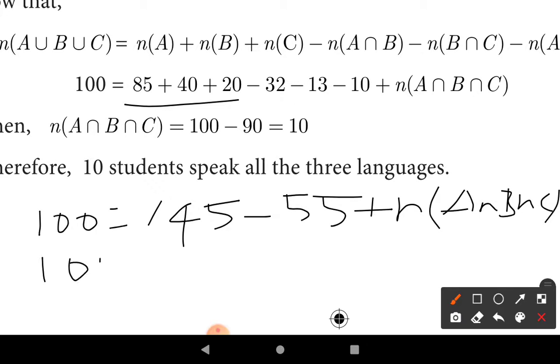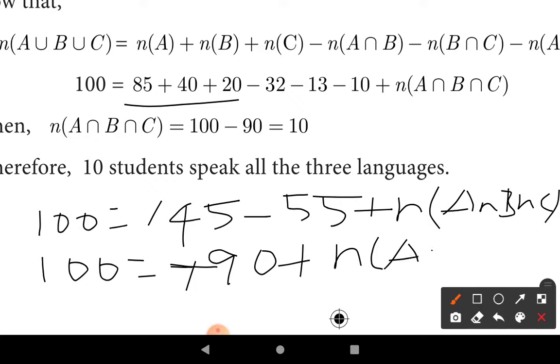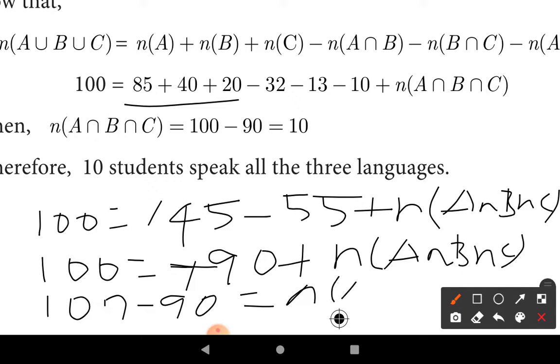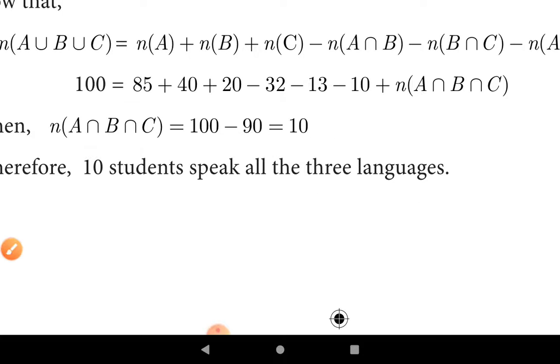Now 100 is equal to, what will we get? 145 minus 72, plus number of A intersection B intersection C. Now take this: 100 minus the difference is equal to number of A intersection B intersection C, right? So what will we get? Obviously 10. So number of A intersection B intersection C is equal to 10. So it's simple. Okay, so 10 students speak all these three languages.